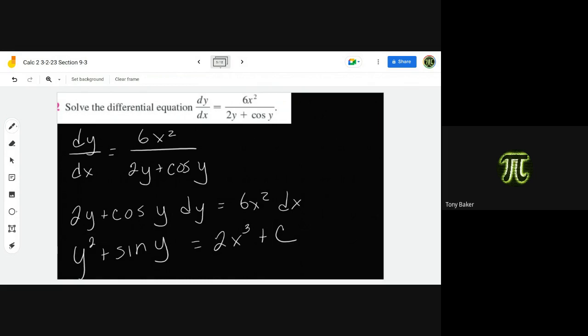So in this one, it's done. There's nothing I can do. And they didn't give me a point to find C. So we would leave it just like this. Okay. If they gave me a point to find C, I'd plug that point in and be able to find C from that case.